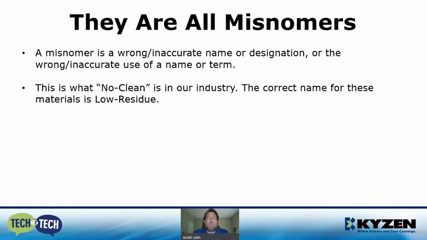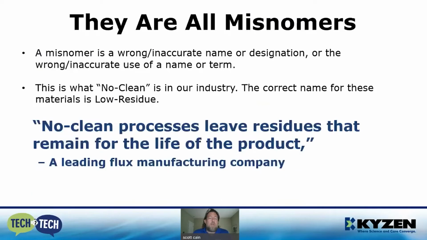The more correct term would be low residue. And that's pointed out by one of the leading flux manufacturing companies, which states, no clean processes leave residues that remain for the life of the product. So it's acknowledged that they're there. What are those residues, and what do we need to do with those residues that are left on in a no clean, which we're now going to call a low residue application?